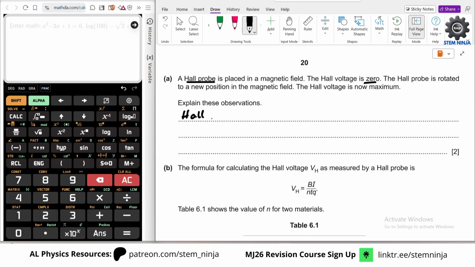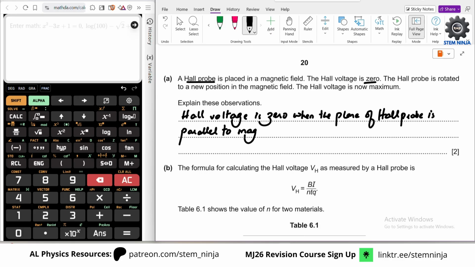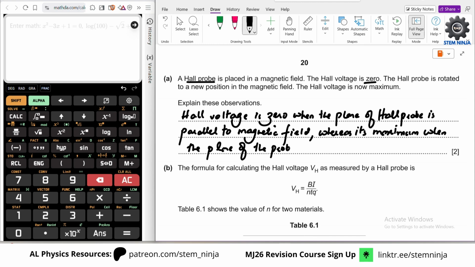So Hall voltage is 0 when the plane of Hall probe is parallel to magnetic field, whereas it's maximum when the plane of the probe is perpendicular to magnetic field.